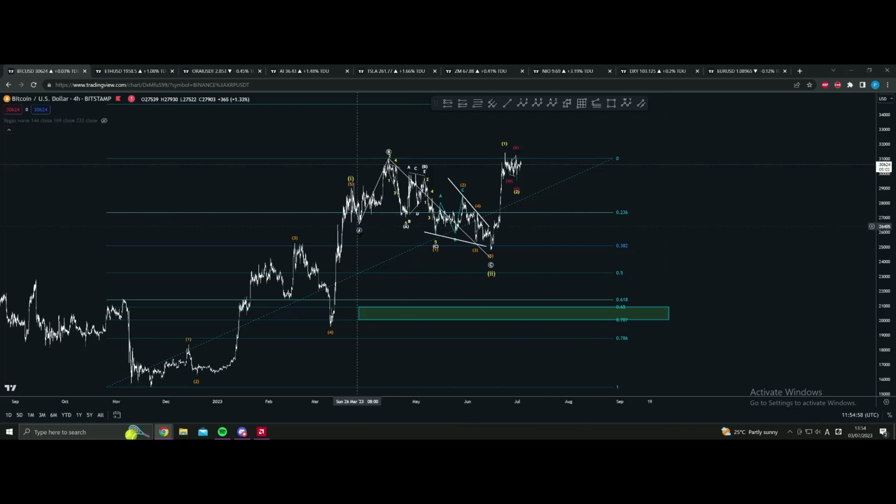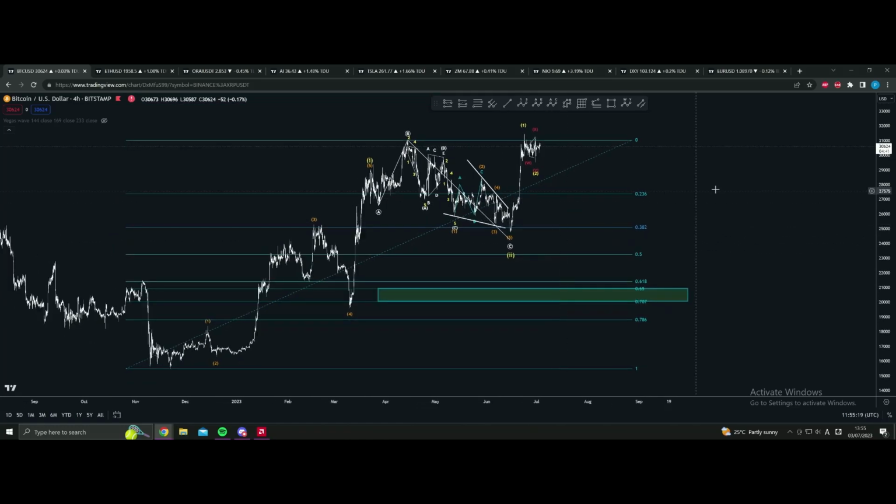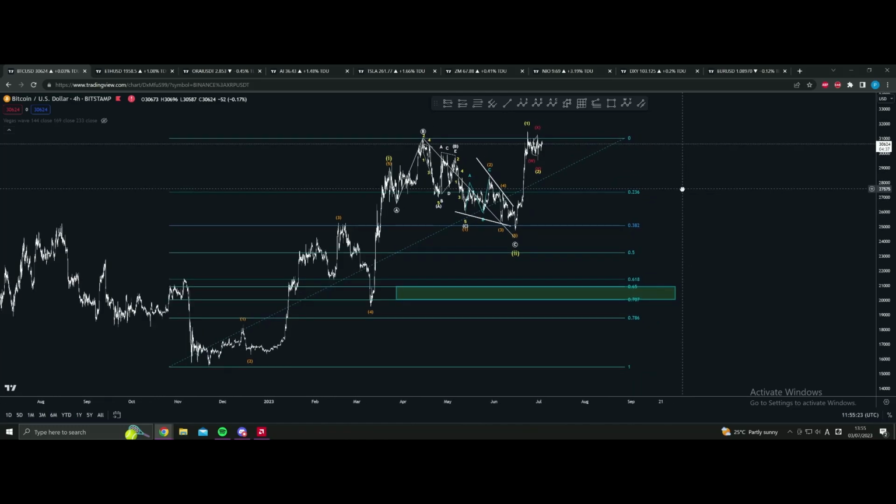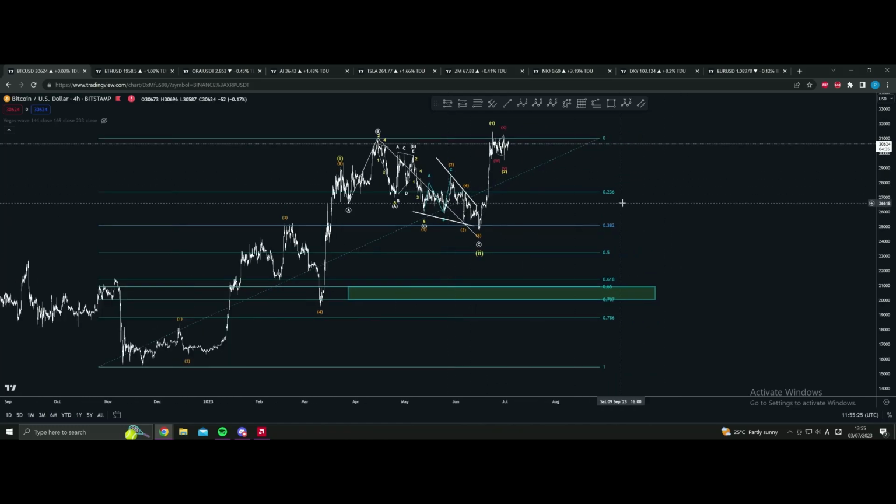Now, I do agree that this size of A compared to the C is a bit small, but nevertheless, I said a long time ago that this is gonna happen, and I'm happy about it. No, I'm joking. Let's go back towards the more possibilities of how to count this.